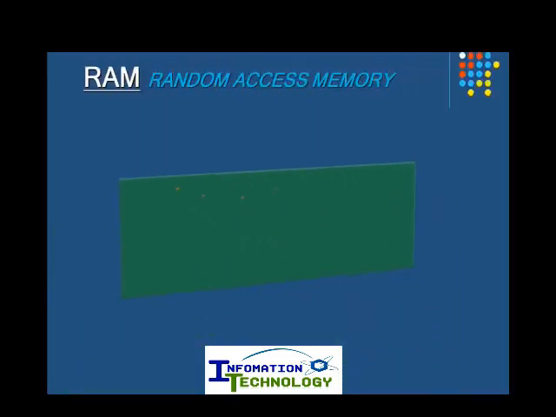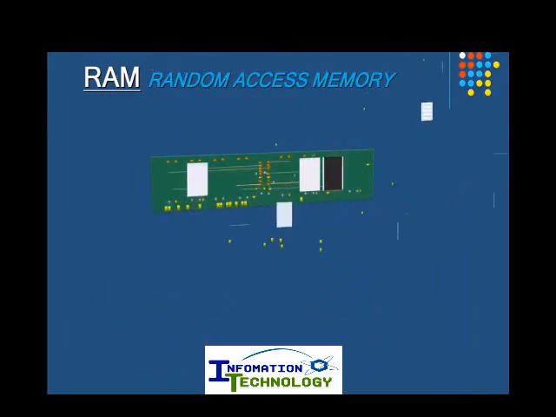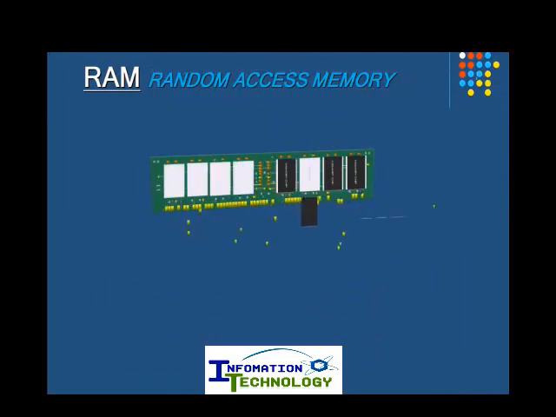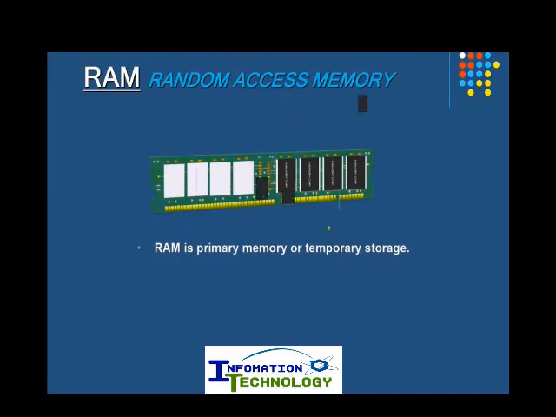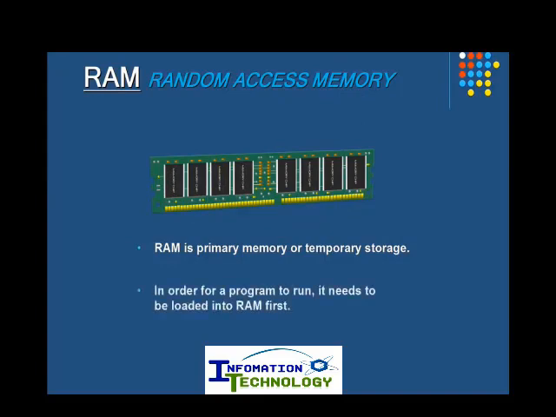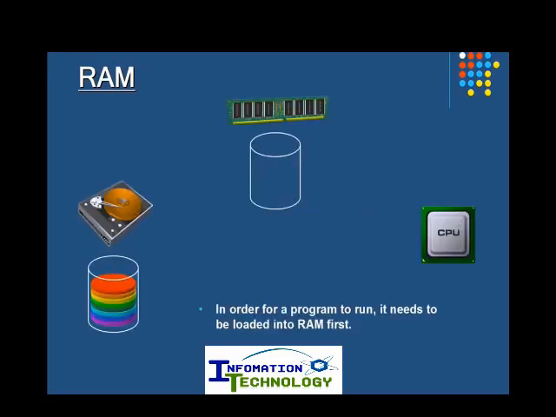In Section 1, we talked about secondary memory, which is permanent storage. This dealt with hard drives. Now we'll talk about primary memory, or temporary storage. This is called RAM. RAM stands for Random Access Memory. In order for data or a program to run, it needs to be loaded into RAM first. So here is how it works.